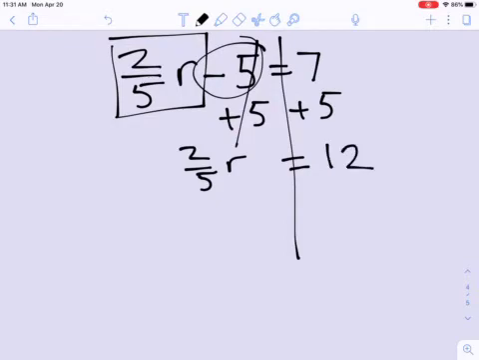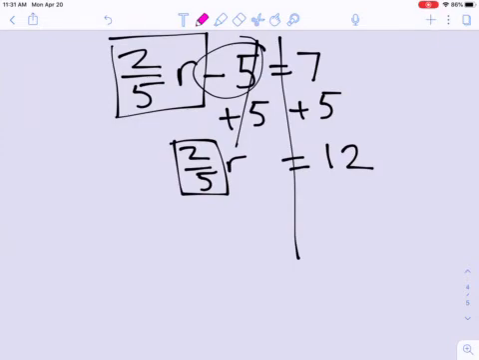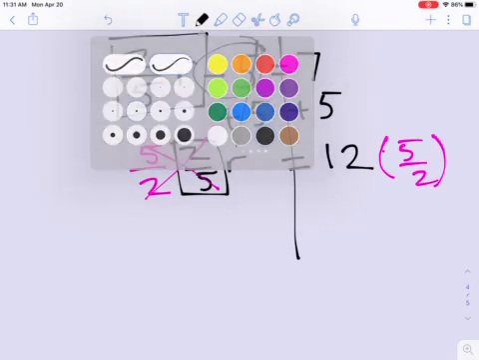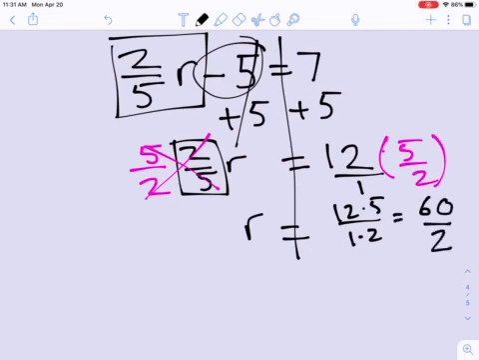So now what I need to remember is, how do I deal with this fraction? Well, from the last lesson, you should remember that you deal with getting rid of fractions by multiplying by its inverse, or its reciprocal. So I'm going to multiply that by 5/2. And whatever you do to one side, you have to do to the other side. All right? That way, this all cancels out, and you just wind up with your r on this side. And then over here, we're going to turn 12 into a fraction, and you get 12 times 5 over 1 times 2. So you're going to get 60 divided by 2. That's going to give me 30.